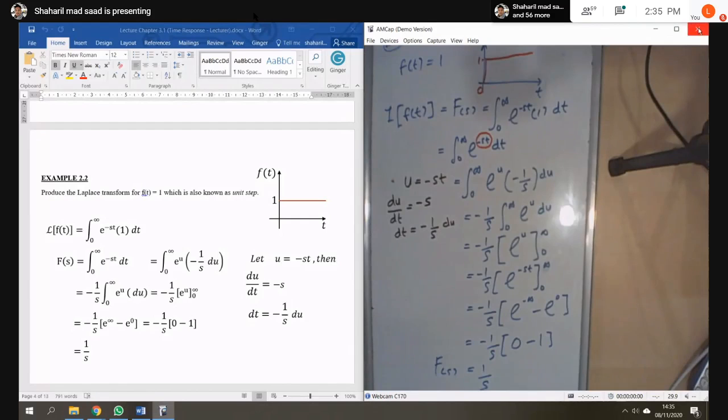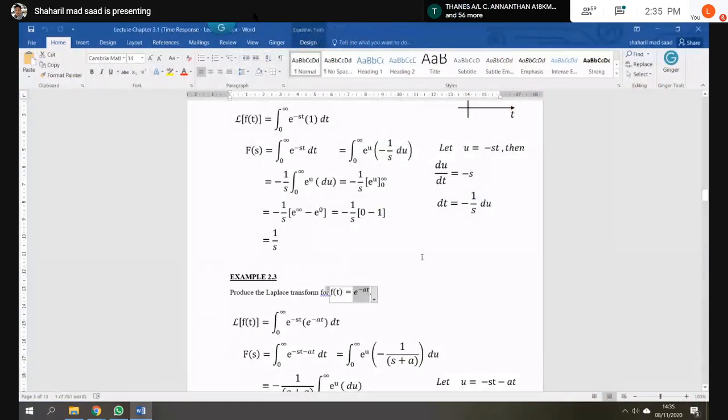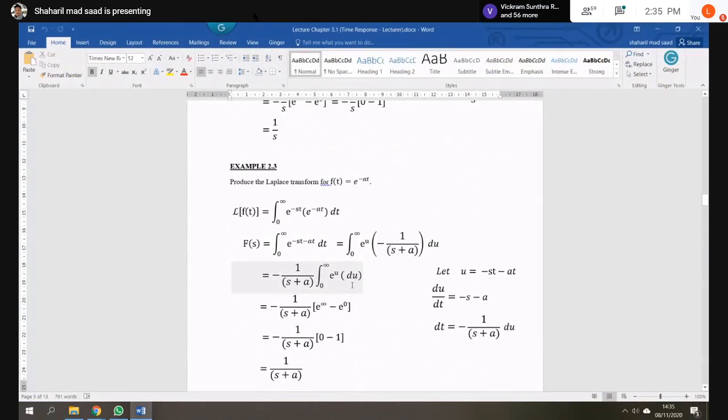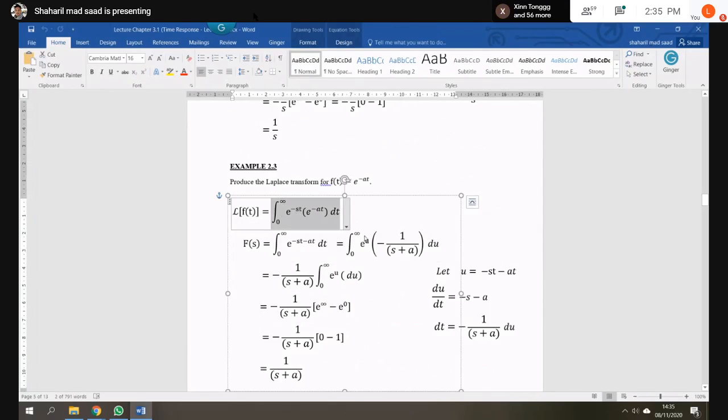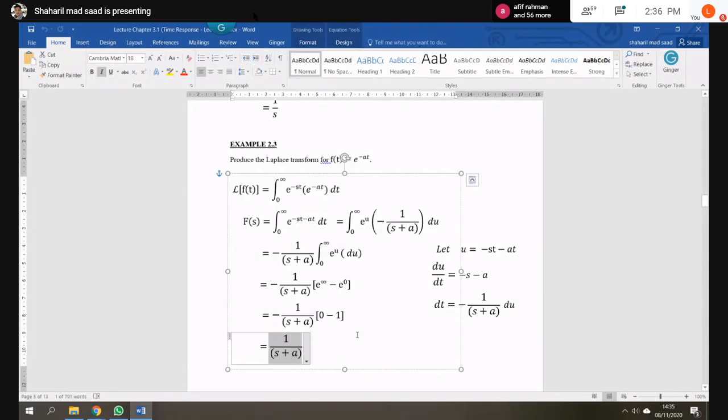Okay, so the next example is how to solve e to the power of minus at. This is already in your notes. You multiply with e to the power of minus st, you solve it, and so on. You can see that the Laplace of f(t) equal to e to the power of minus at gives this result: 1 over s plus a.